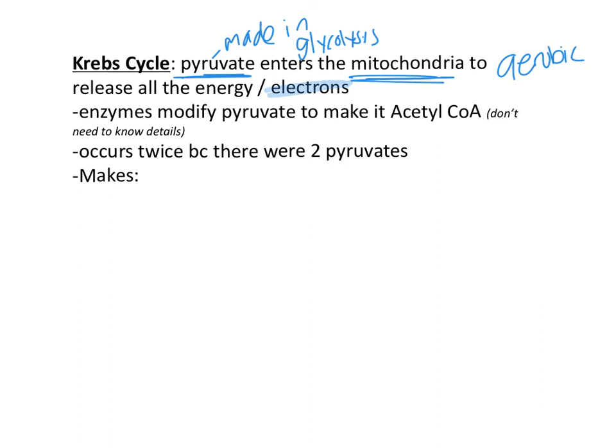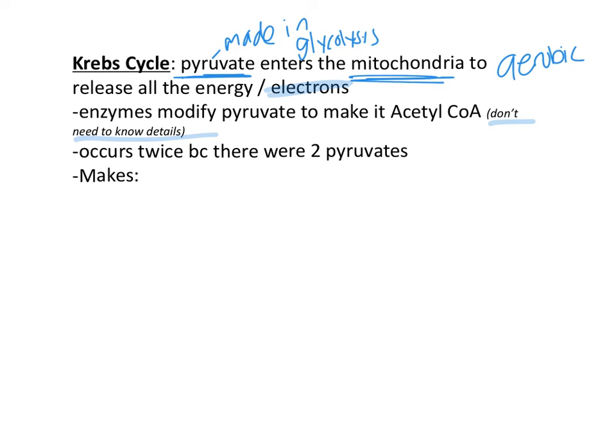The goal is to pull more energy, to pull more electrons off of that pyruvate molecule. Again, if you Google it, you'll see a lot of intricate enzymes and their pathways. We don't need to know that for our particular class. We just think about the big picture. The big picture is that the Krebs cycle is going to occur twice because there's 2 pyruvates, and the goal is to pull more electrons and pull more energy out of those pyruvates.